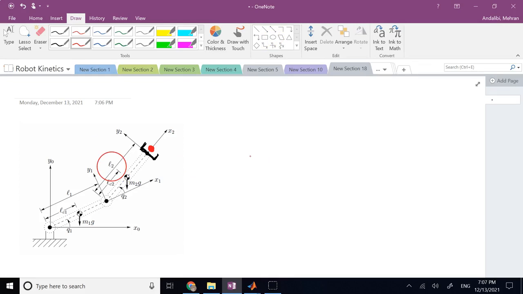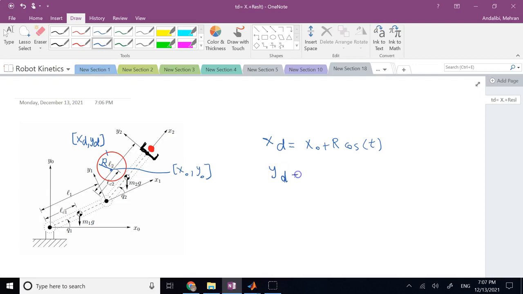So if I call an arbitrary point on the circle xd and yd, the desired x and y, I can find the equations for xd and yd based on time, right? It's not hard. If I know the location of the center, let's say the center is x0 and y0, and let's say the radius of the circle is r, then I can say that x desired is equal to x0 plus r times cosine of t, and y desired is y0 plus r times sine of t.